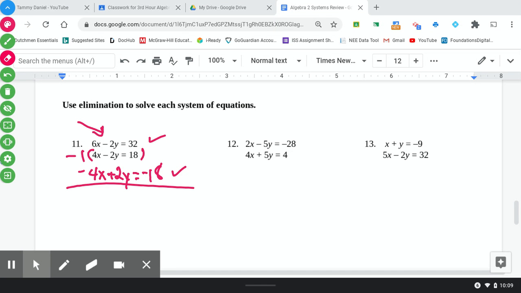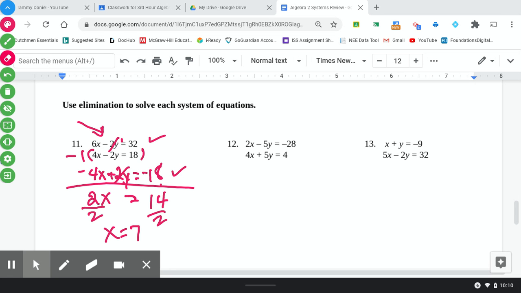So 6x plus a negative 4x is a positive 2x. Negative 2y plus a positive 2y is 0. So the y's are gone now. And then 32 and a negative 18 gives us positive 14. So if I divide by 2, we get x equals 7.